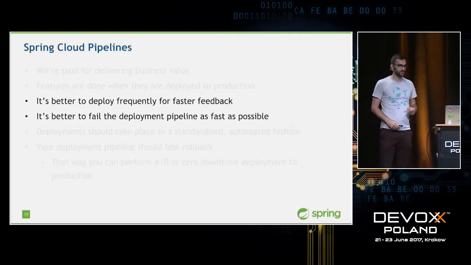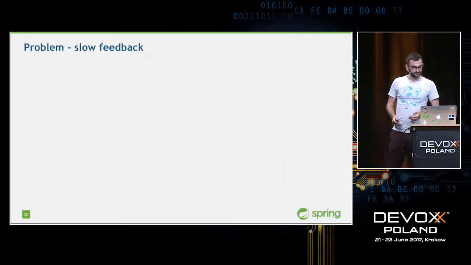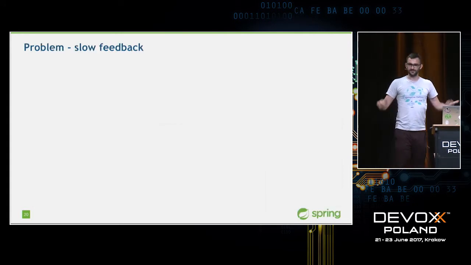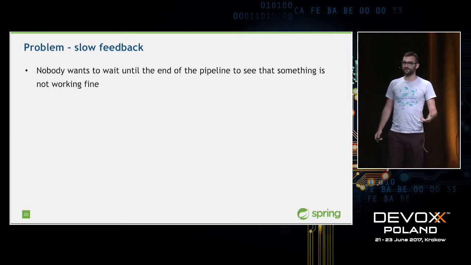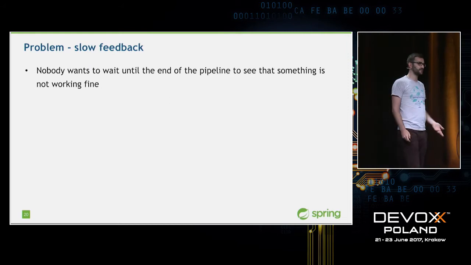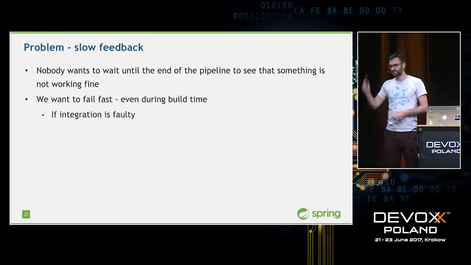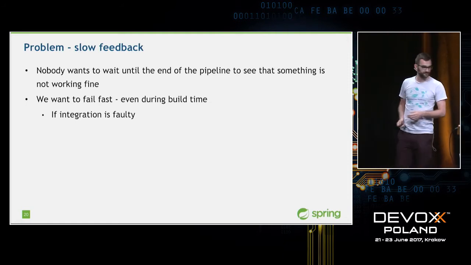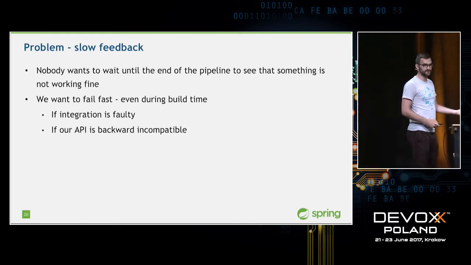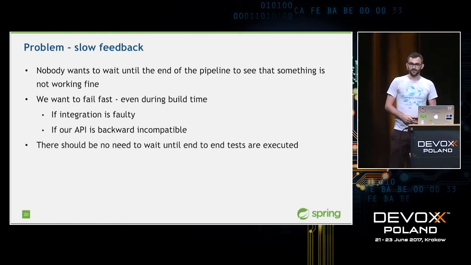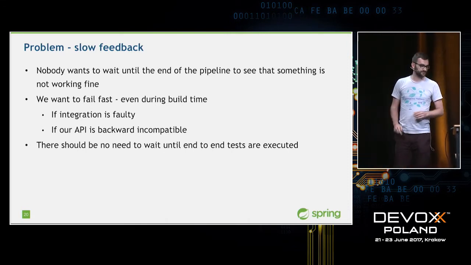So let's focus on those 2, fast feedback. So we're focusing on the build stage. So the problem currently we have is slow feedback. You don't want to wait until the end of end-to-end test to see that something is wrong. End-to-end tests tend to take a lot of time. You want to fail fast even during the build time, especially in case of faulty integration. Or if our API changes are backward incompatible. So in order to check it, we should have it checked as soon as possible.